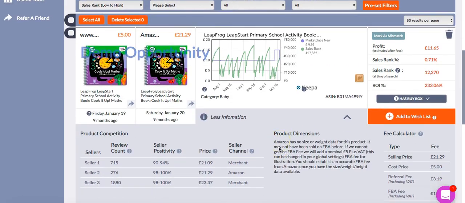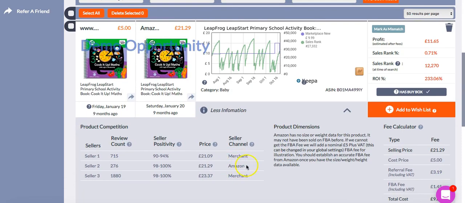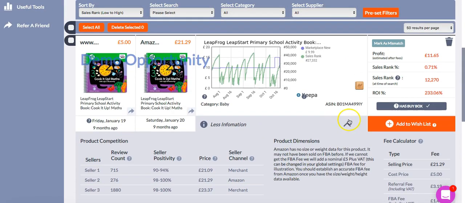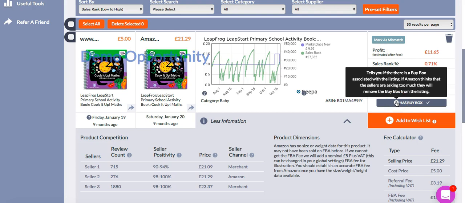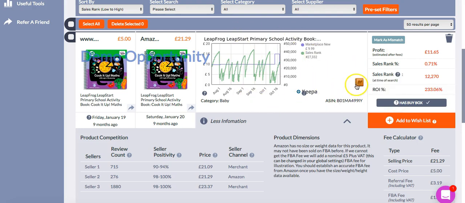Amazon are on the listing, which it says there. Oh no, it doesn't. That means FBA. Okay, it's baby category. So I'm just seeing, has the buy box. I'm just seeing what sort of things it's given me. Obviously, Keepa's really good. It's great.